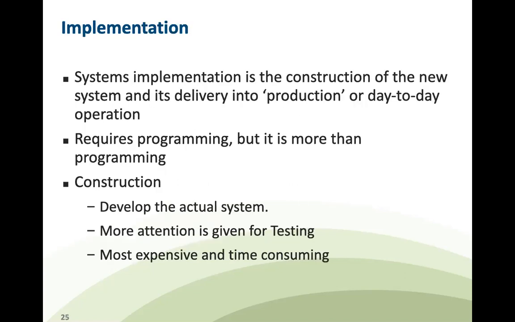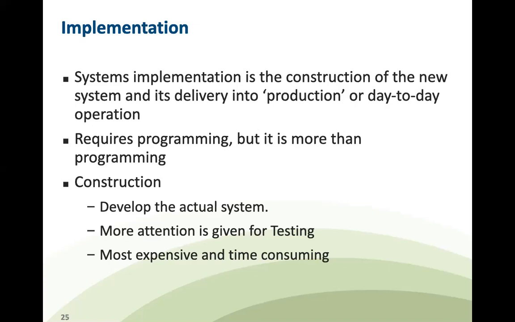Then we have, as the next stage, implementation. Systems implementation is the construction of the new system and its delivery into production or day-to-day operation. So system implementation is basically the construction of this new system and delivering that system into your production or day-to-day operations. So for implementation, basically this is coding. It requires programming or coding, but it's more than programming. You can't just say it's programming or coding. It's many more things.